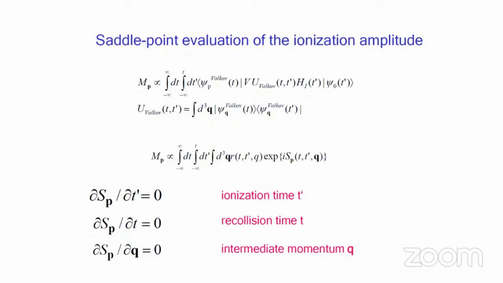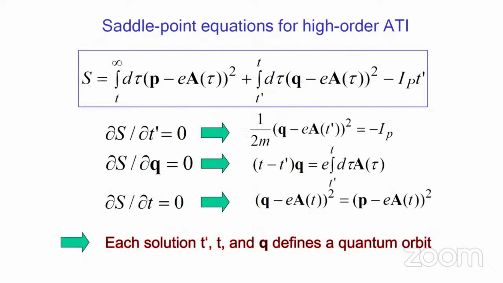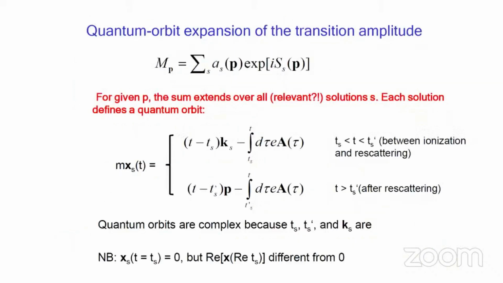Now the idea is that the integrand here is very highly oscillating. So you try to evaluate it by finding those ionization times, recollision times, and intermediate momentum where the action is stationary. That gives the saddle point equations, you know this all. These equations have many solutions. Each solution defines what we call a quantum orbit. So you just have to figure out these parameters, start time, rescattering time, and the momentum in between, and then you can construct the quantum orbits.